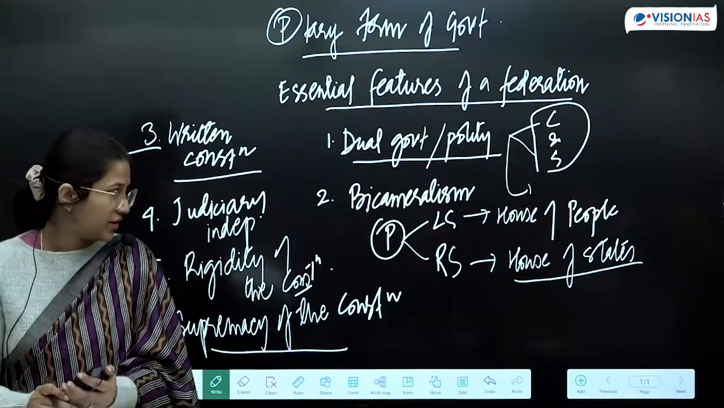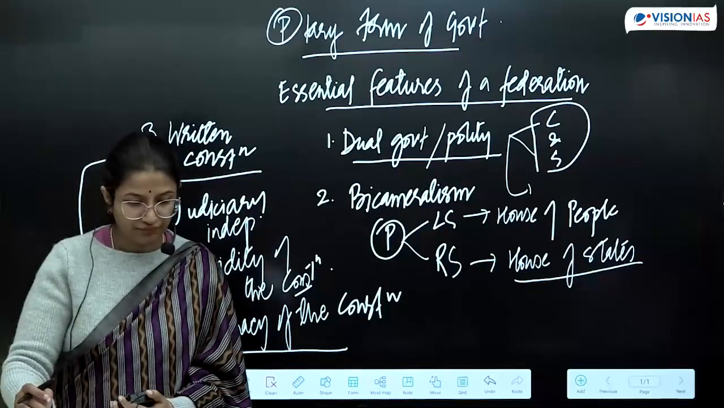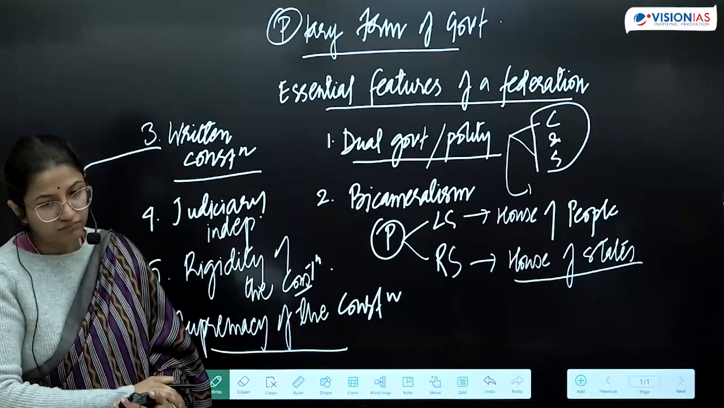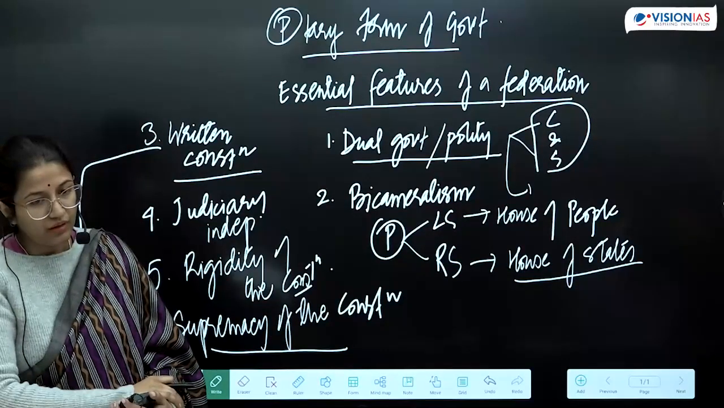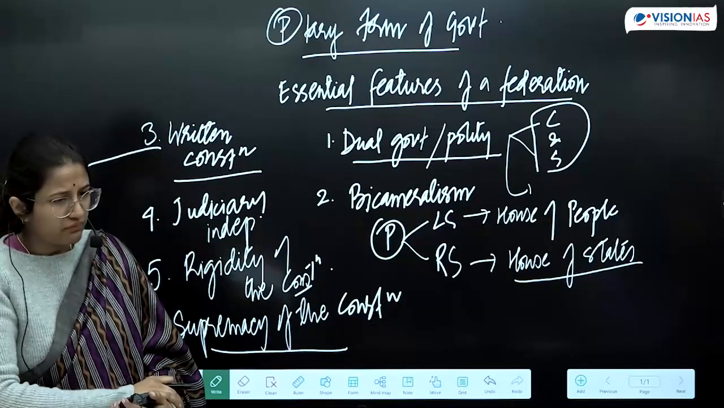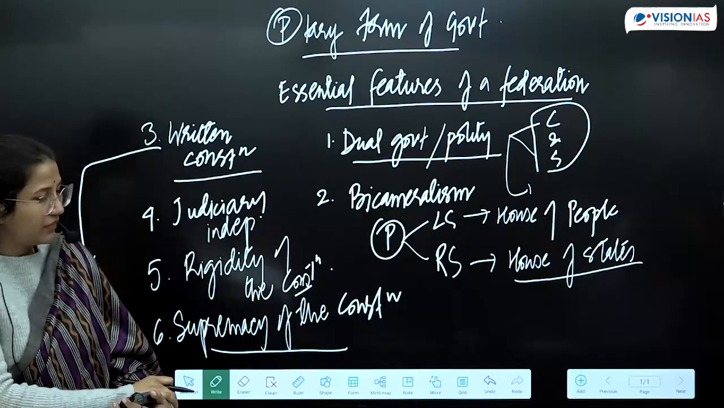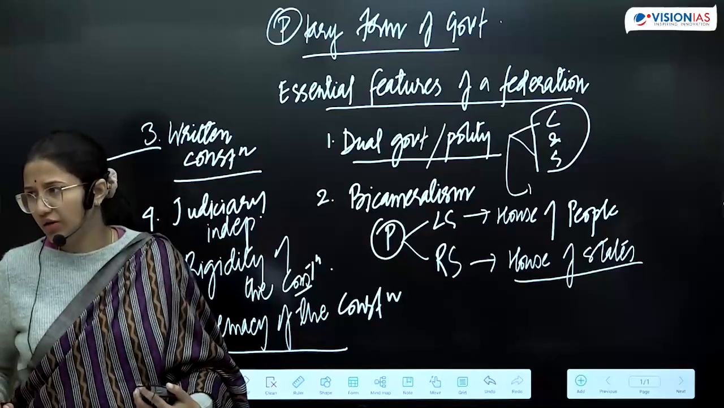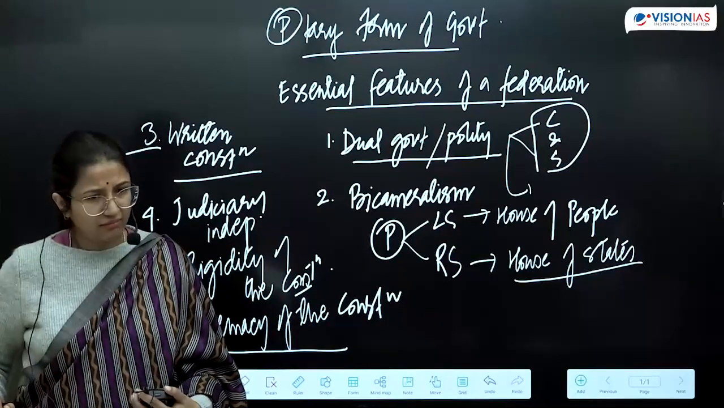Third is a written constitution. Fourth is, so we are adding one more point, division of power. Now this written constitution should also elucidate on the division of power.